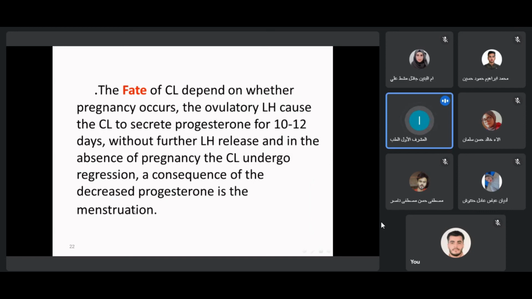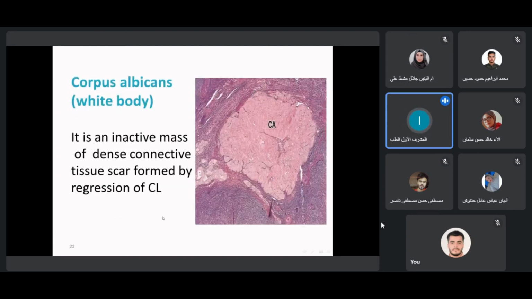Sloughing of the lining of the uterus and shedding of blood, which is the process of menstruation. After its regression, the fibroblast will start to act on the site of the previous corpus luteum, and it will lay down connective tissue, which is scar tissue, fibrous tissue called the corpus albicans (whitish body), to represent the previous site of the corpus luteum.